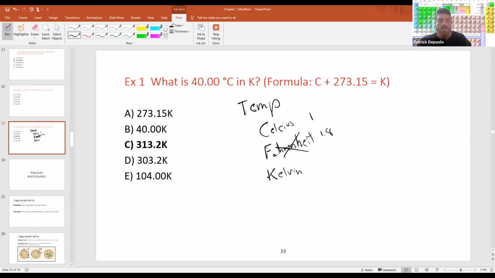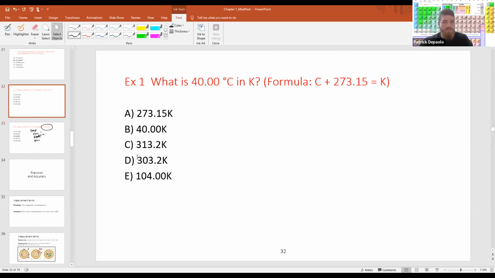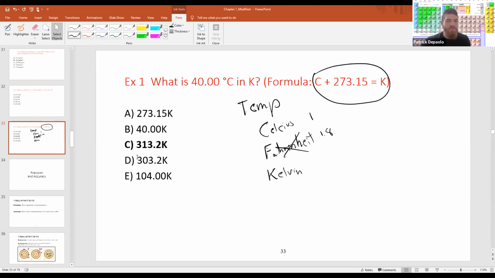Celsius to Kelvin, you can do that because the Kelvin scale is basically just a Celsius scale moved over. So each unit of Celsius is 1 unit of Kelvin. And here's the formula for that conversion. Celsius plus 273.15 equals Kelvin. This will be given on the exam, and in any chemistry class you take, this will be given on the tests. And it's a very easy one to know. You take Celsius, add 273.15, and you get Kelvin. So what's the answer to this one? Oh, it's there. It's C. Yay. All right, cool. So 40 plus 273 is 313.2.